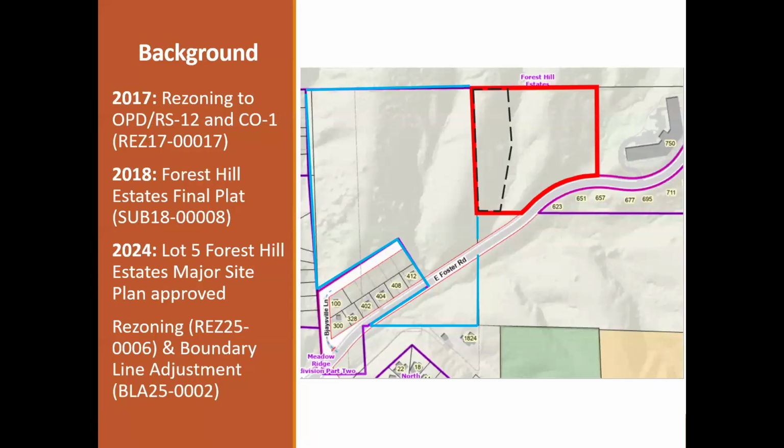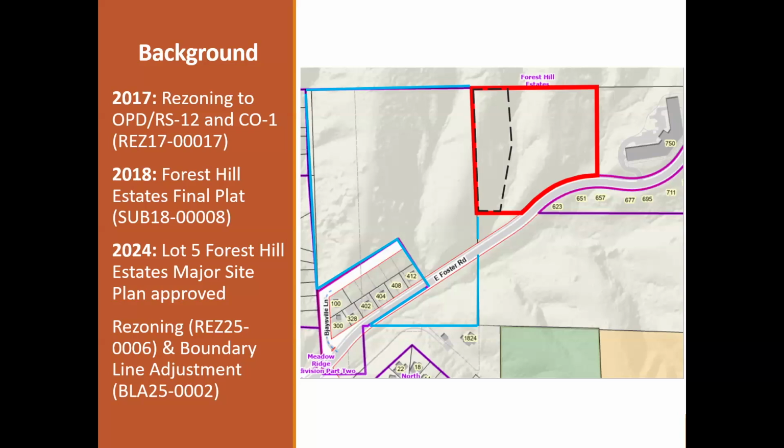So to start with the background, the subject property and the adjacent property to the west have two different zoning designations, and the rezoning is needed to create a consistent zoning designation for the proposed boundary line adjustment to take place. In 2017, most of the land along East Foster Road was rezoned to OPD RS12 and CO1. Then in 2018, a final plat was approved for Forest Hill Estates subdivision and states that Lot 4 is 9.52 acres and includes a conservation easement.